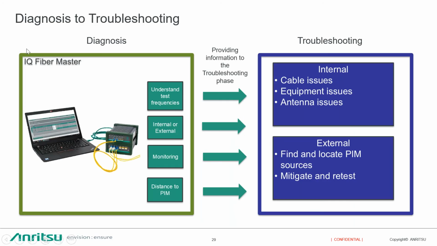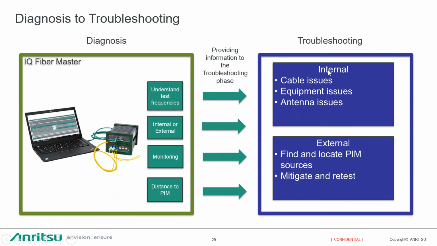So in this graphic here, I've broken out the flow into the diagnosis phase and the troubleshooting phase. We just went through the whole diagnosis phase, where we understood the frequencies that are causing PIM, whether it's internal or external, and so on. We've been able to monitor it. If you have access to the antenna, we've been able to do a distance to PIM calibration. We can now provide all of this information to the troubleshooting phase.